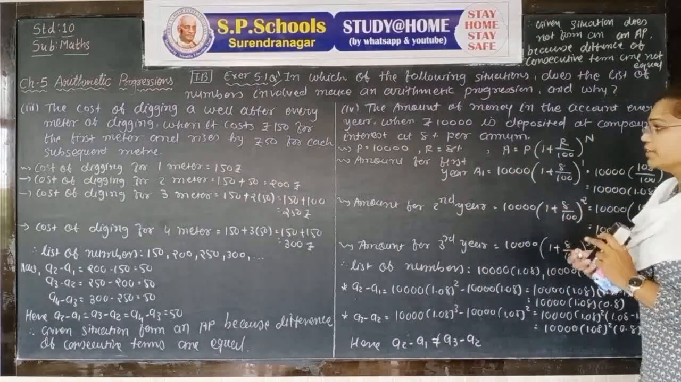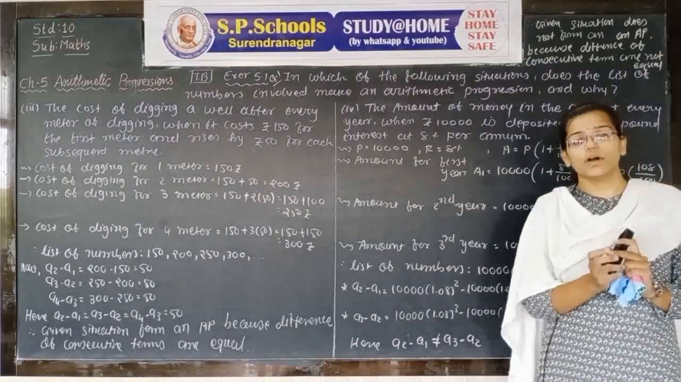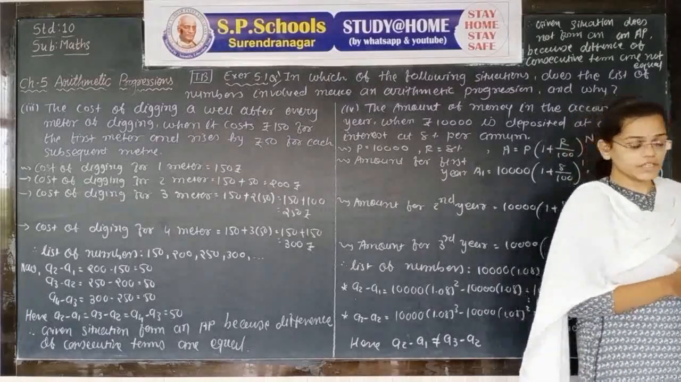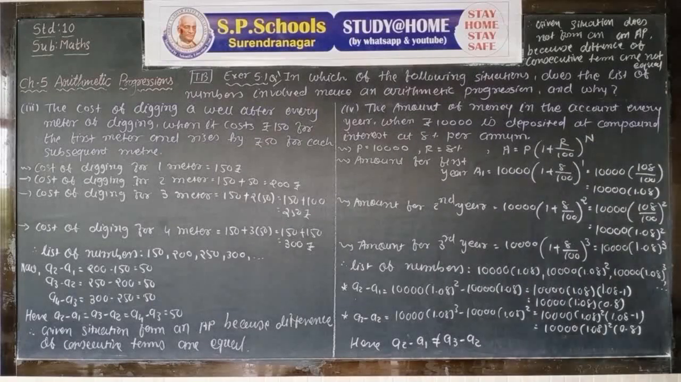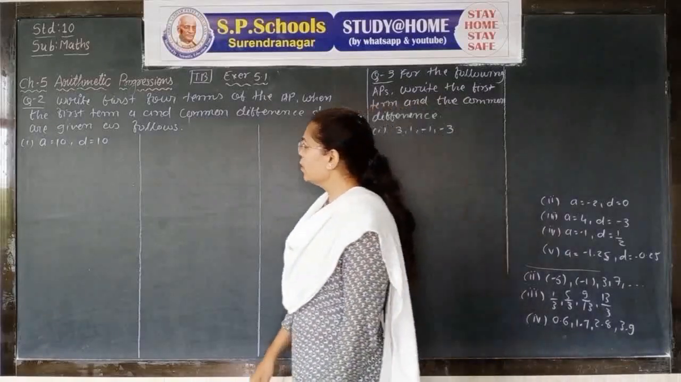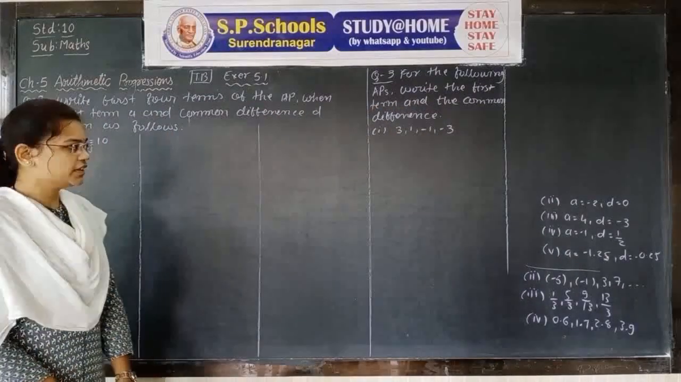There are 4 different situations given. 2 make an AP and 2 do not form an AP. Now we see the next one. Let's see the next number. Question number 2. Question number 1 is completed.